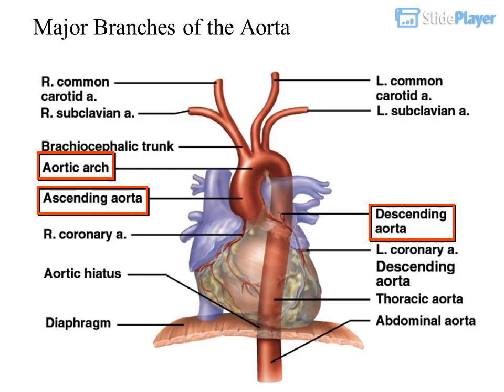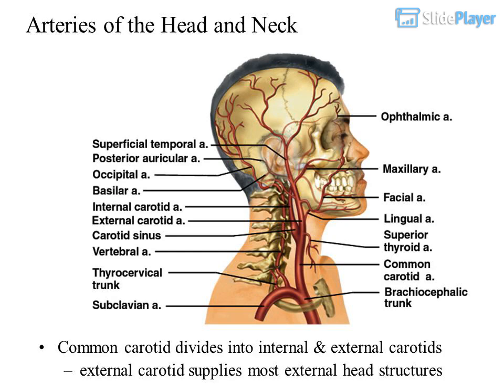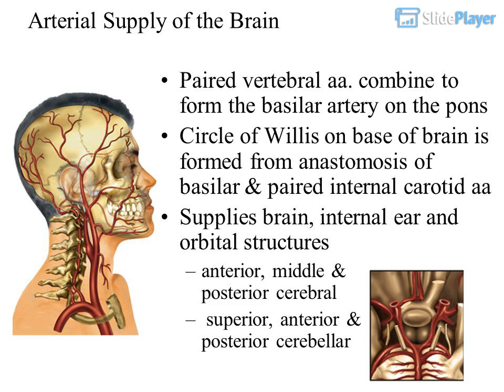Major branches of the aorta. Arteries of the head and neck. Common carotid divides into internal and external carotids. External carotid supplies most external head structures. Arterial supply of the brain.